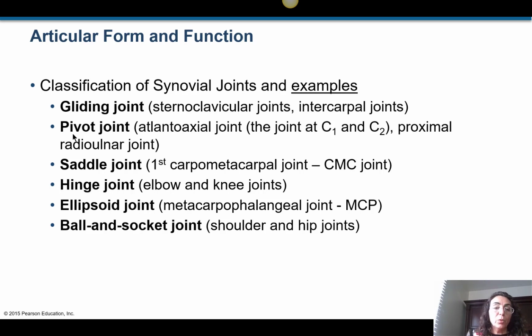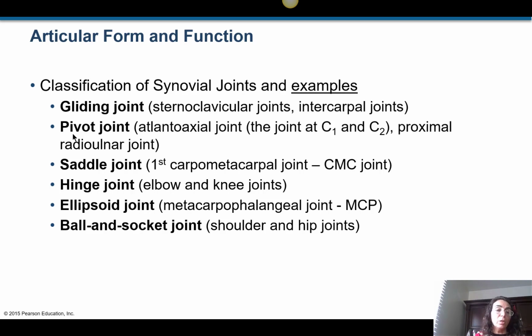The other one is the proximal radio-ulnar joint, right? Like this one, between the radius and ulna, you have a joint here. When it moves, it rotates around the axis. That's the one that makes supination and pronation possible, right? So this proximal radio-ulnar joint is a pivot joint.